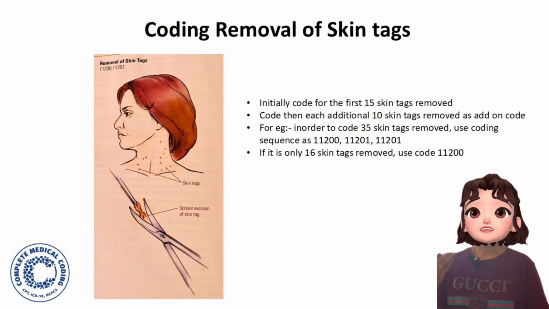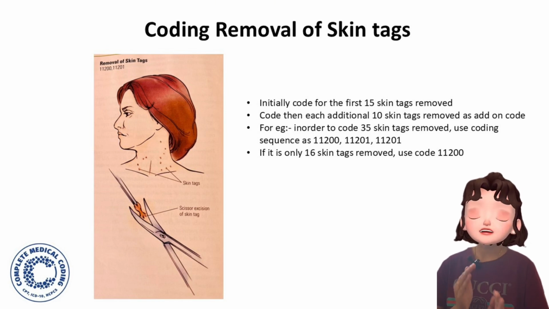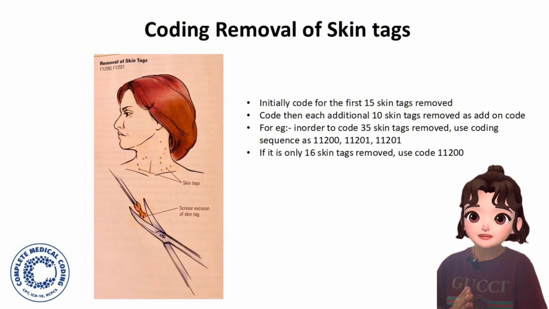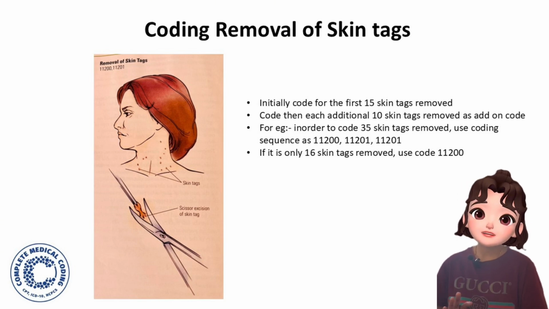And then for each additional 10 skin tags removed, you have to code the add-on code, the secondary code. Code each additional 10 skin tags like that. That is 11201. That's the code. So we can take an example: in order to code 35, how will you code 35 skin tags removed?